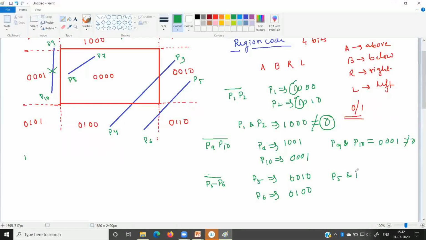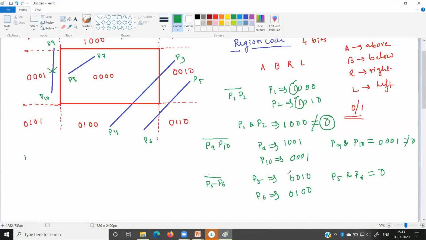So I am performing the AND operation. If I perform the AND operation between P5 and P6, it is 0. So what I told you, if it is not equal to 0, you can directly discard that line. That means there is no chance of the line segment being present inside the clip window. So here P5 AND P6 is equal to 0. That means there is some possibility that P5, P6 will be totally inside, or some portion of the line segment is inside.